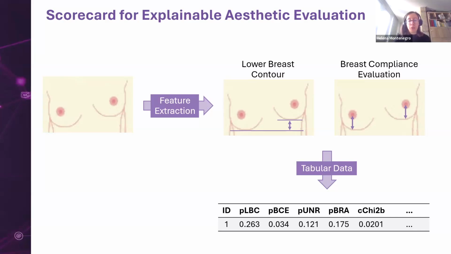In this case, for example, we know that the surgery treatment causes asymmetries, so we can look at the asymmetries in the breasts, and we can measure the distance between the breasts, and that will be the lower breast contour asymmetry metric. Then we can also see other differences in the shape of the breast and differences in the position of the nipples to calculate various sorts of metrics. So in the first step, we transform an image into this tabular data.